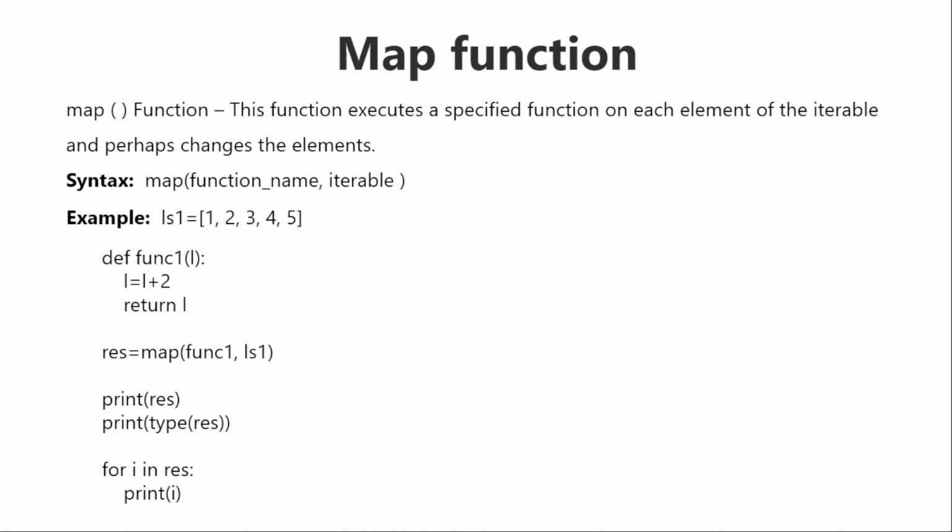And if I try to print its type, it returns an object called map. So in order to get its elements, I'm using a for loop, for i in res, and I'm printing the elements. So I think it's a bit clear here. Try to execute this map function in the code editor, then you will come to know the exact working procedure of it.